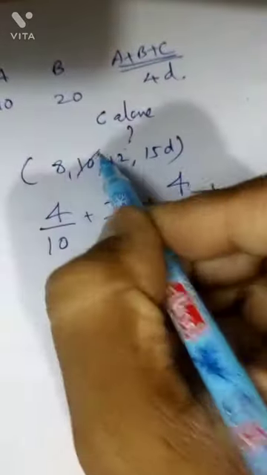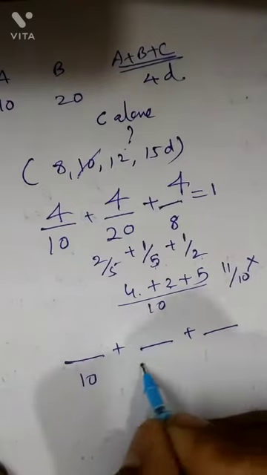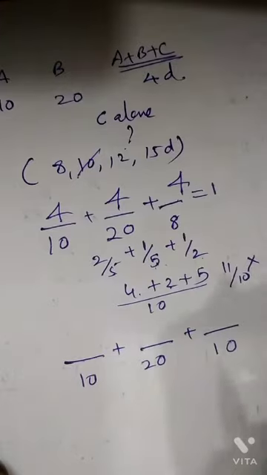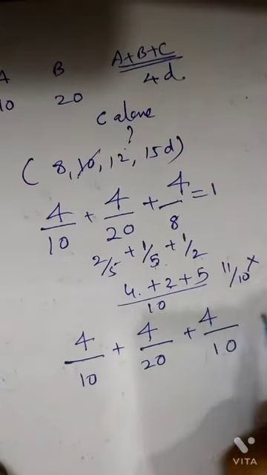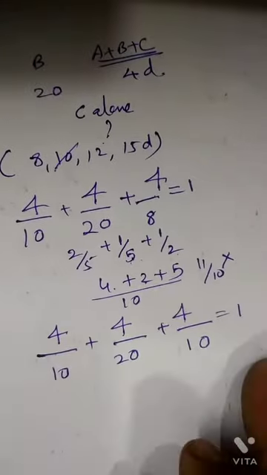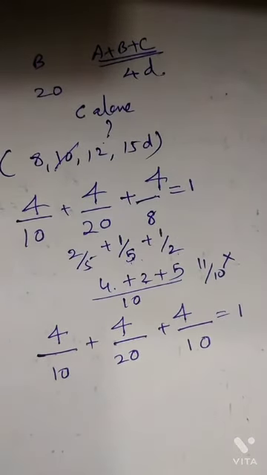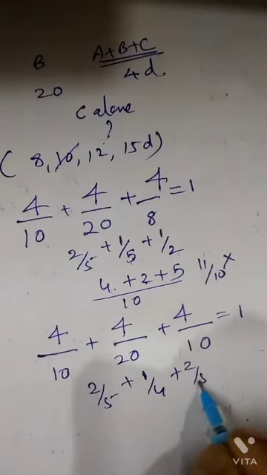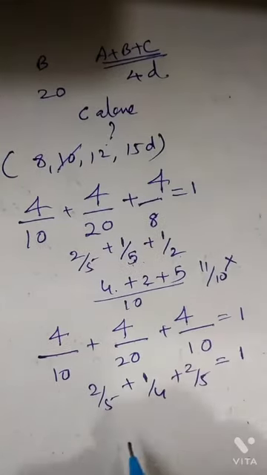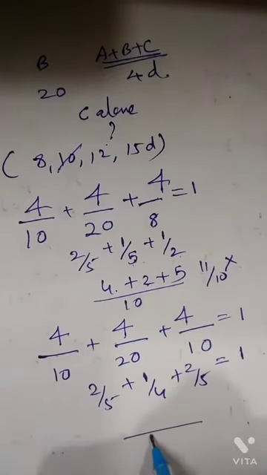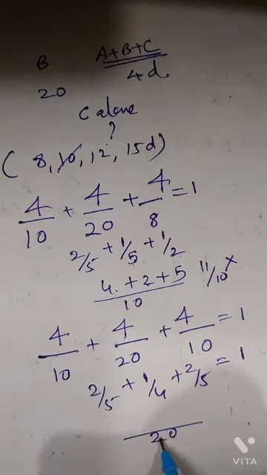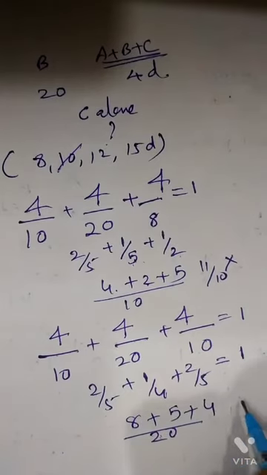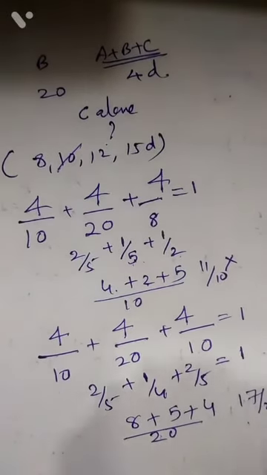We are going for the second option, 10. A can do the work in 10 days, B can do it in 20 days, and C can do the same work in 10 days. So 4 days' work, the three have done in common. A plus B plus C can do the work in 4 days. So this is 2 by 5 plus 1 by 5 plus 2 by 5. Is it equal to 1? Let us check. 20 is the LCM. 5 4s are 20, 2 4s are 8, plus 4, plus 5. This is 17 by 20. It's not equal to 1.